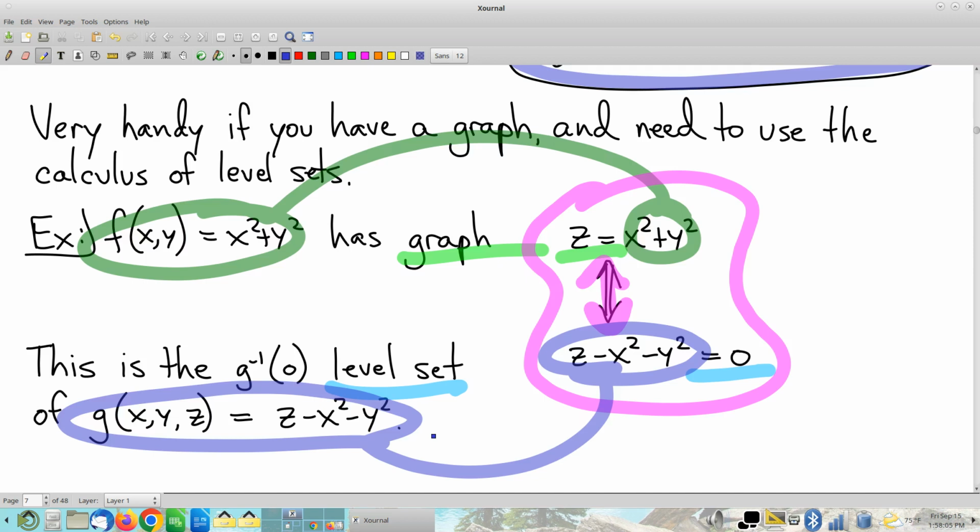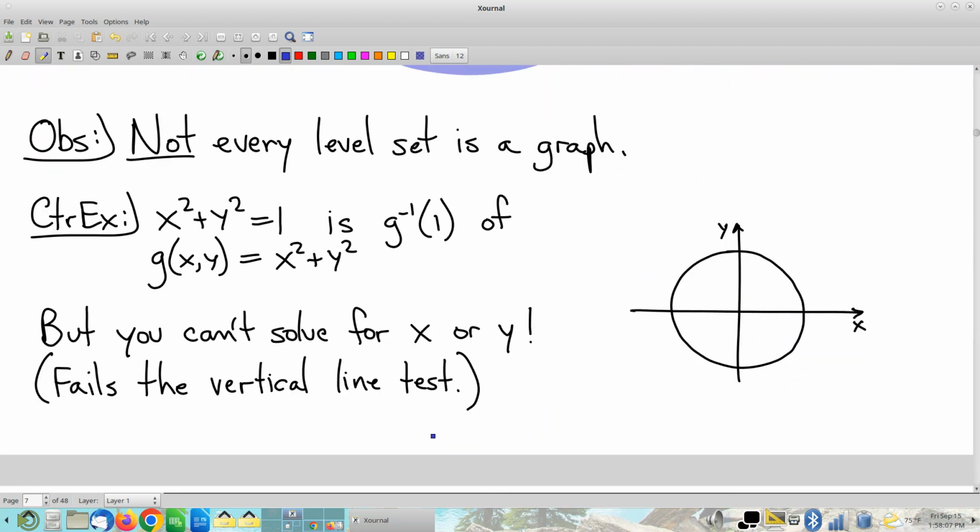Bad news. This is a one-way deal. Every graph is a level set. Not every level set's a graph. It's just unfortunate, but c'est la vie.